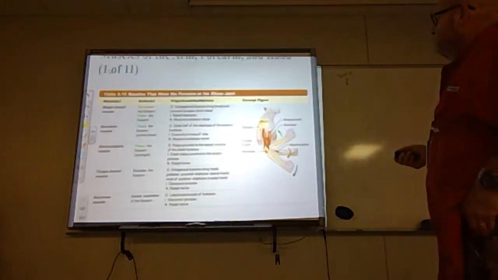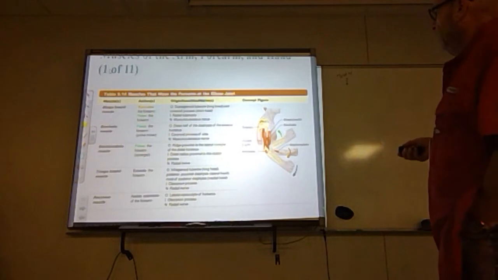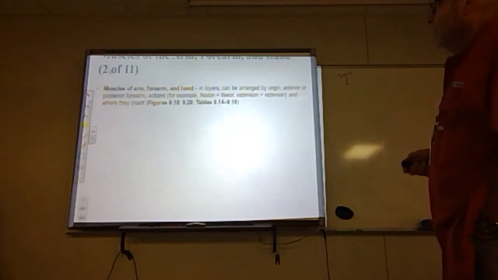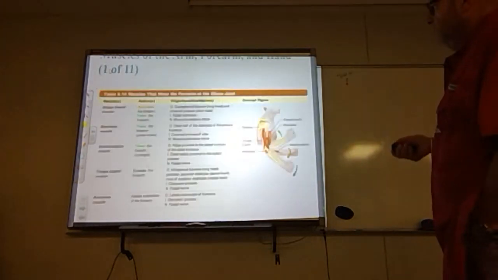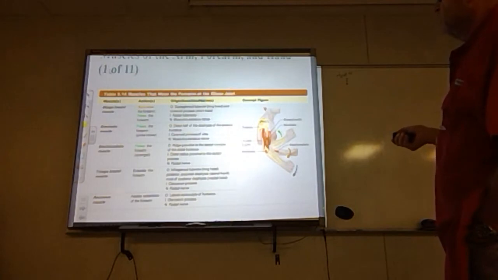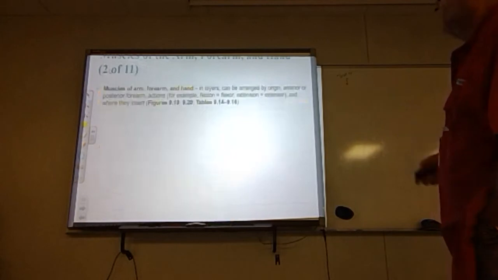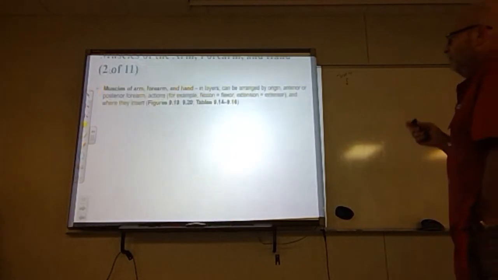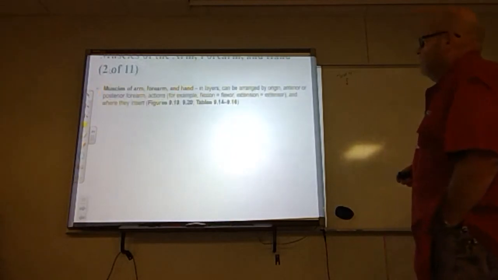Again, there are the muscles of the arm, forearm, and hand. Muscles of the arm, okay, there. This is improperly labeled, but there's the muscles, the biceps brachii, radialis. Muscles of the arm, forearm, and hand are muscles that appear in layers.